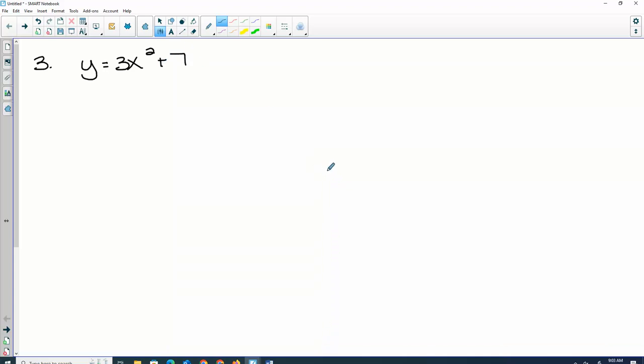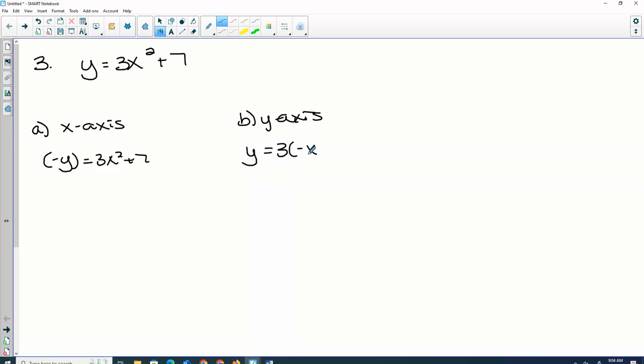You have 2 options for this. We talked about the algebraic way. So to check the x-axis, remember you replaced your y with a negative y. To check the y-axis, what do you do? Replace x with negative x. To check origin, what do you do? Both.